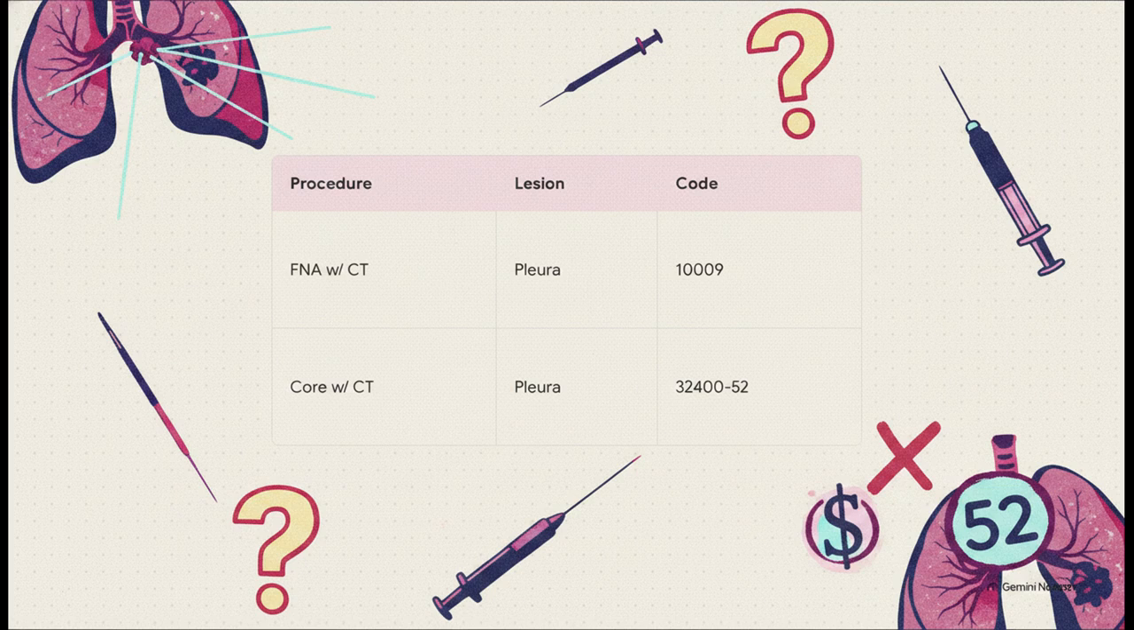How on earth do you code that? Well, because they are on the same lesion, modifier 59 is completely off the table. Instead, you'd actually append modifier 52 to indicate a partial reduction in services, applying it to either procedure. So you might code 10,009 for the FNA and 3240.0052 for the core biopsy.